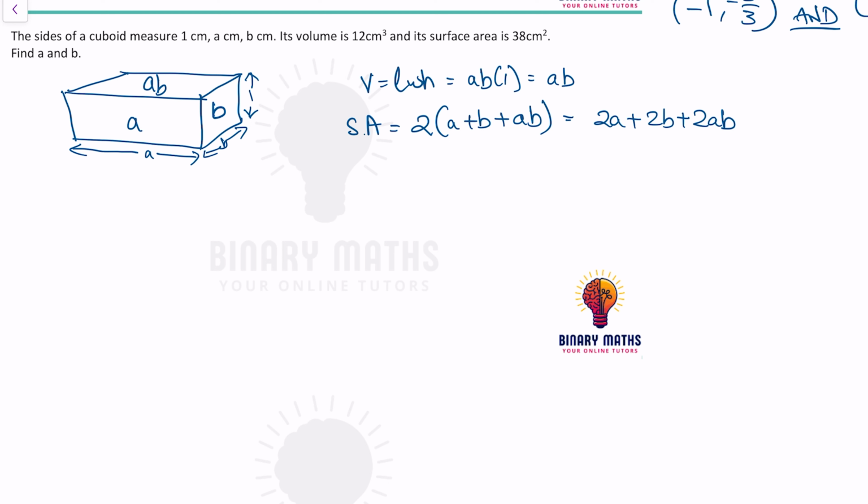So if I set up my first simultaneous equation, I get volume AB must be equal to 12. And the surface area one tells you that 2A plus 2B plus 2AB must be equal to 38.